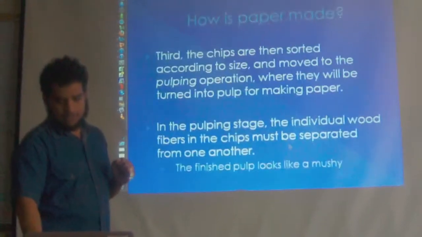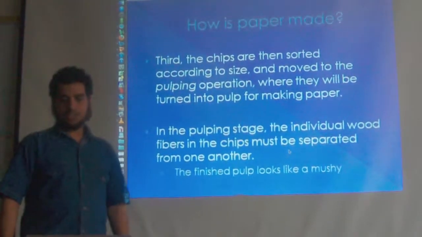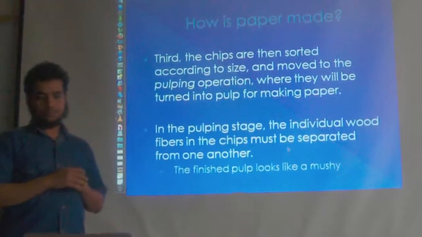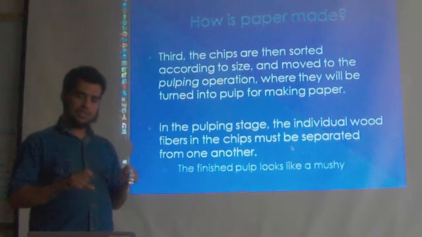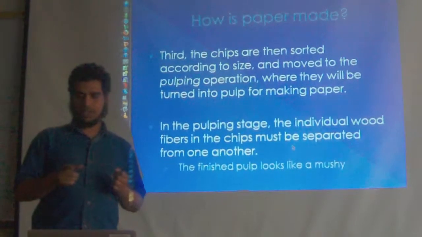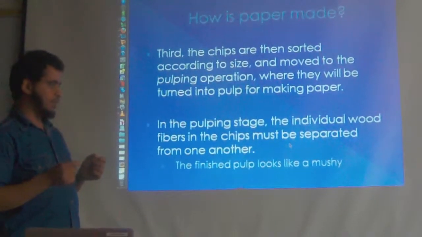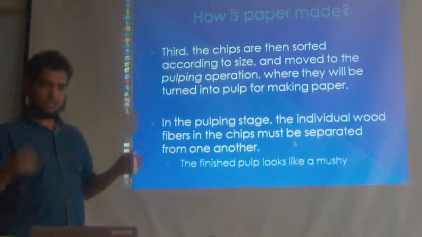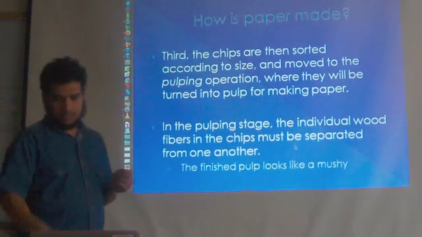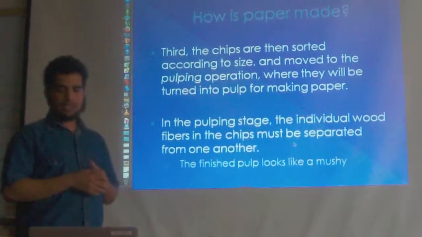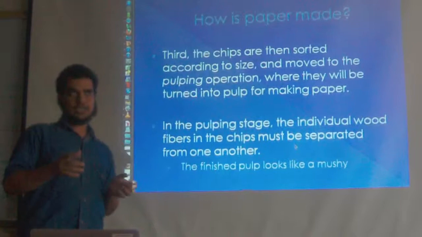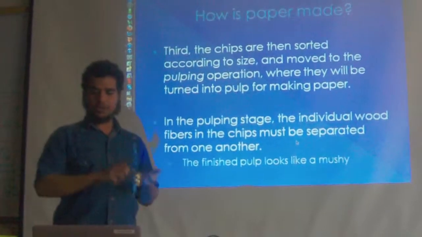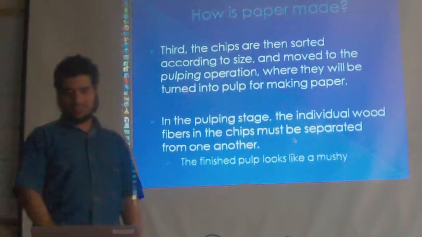After that, they have the third step. The logs are sorted according to size and moved to chipping operations. In this operation, they have to chop the logs into small pieces. The finished pulp looks mushy, like mashed potatoes, like this one. It's ground, like this one.